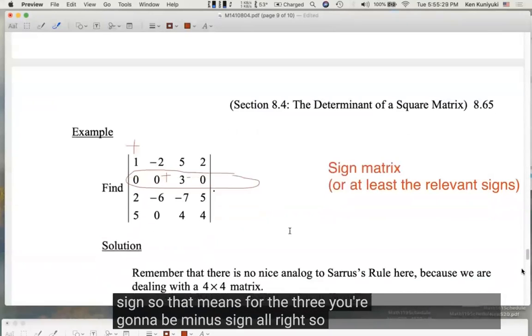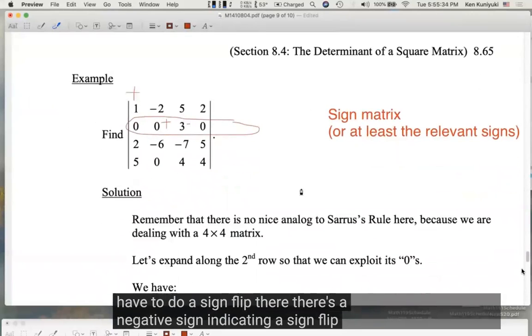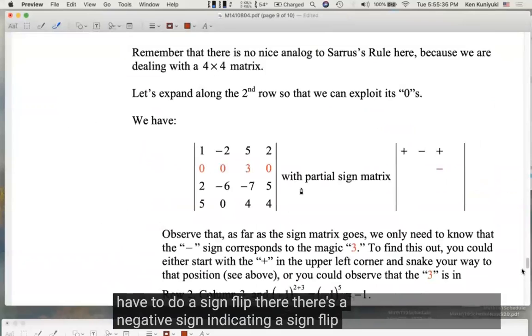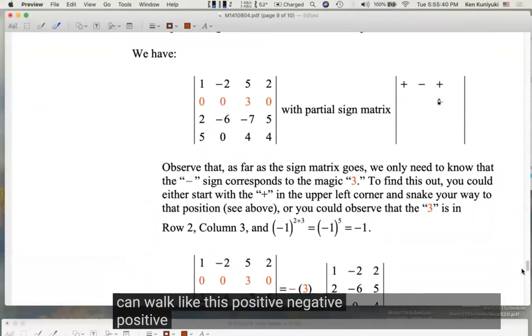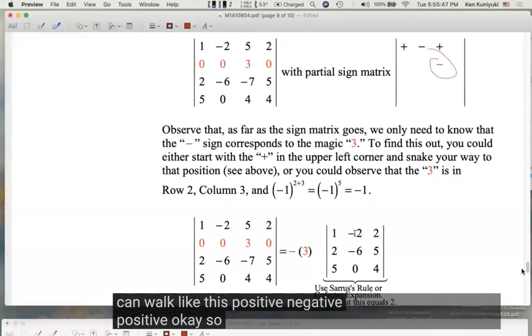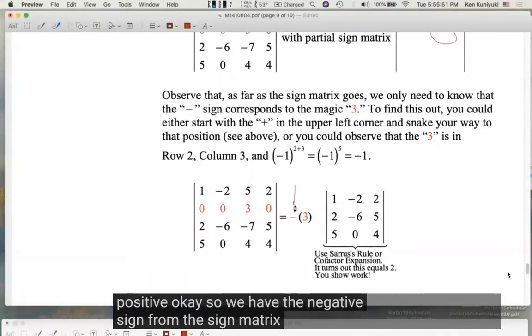All right. So you will have to do a sign flip there. There's a negative sign indicating a sign flip. Or you can walk like this, positive, negative, positive, negative. Okay, so we have the negative sign from the sign matrix.